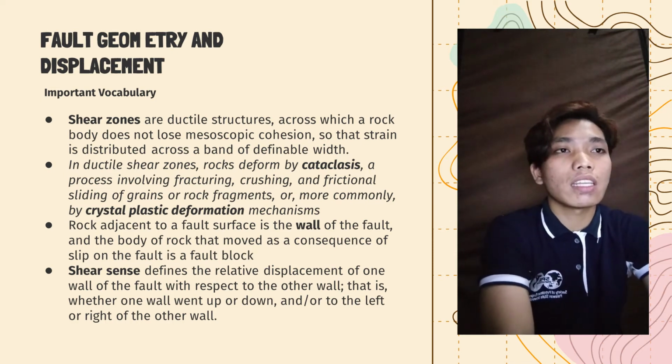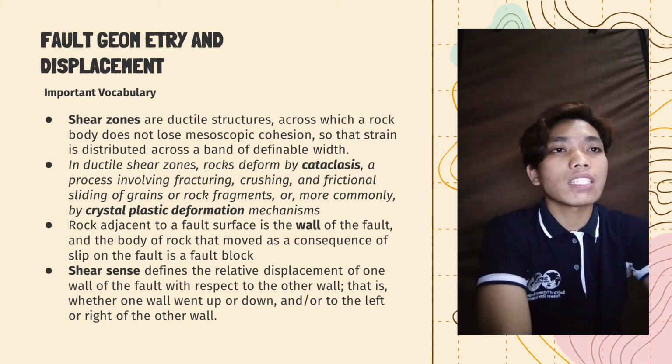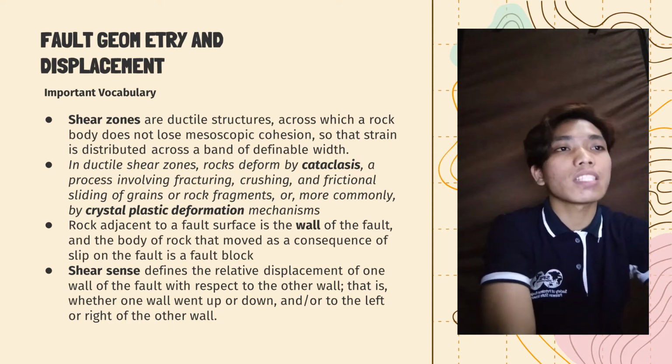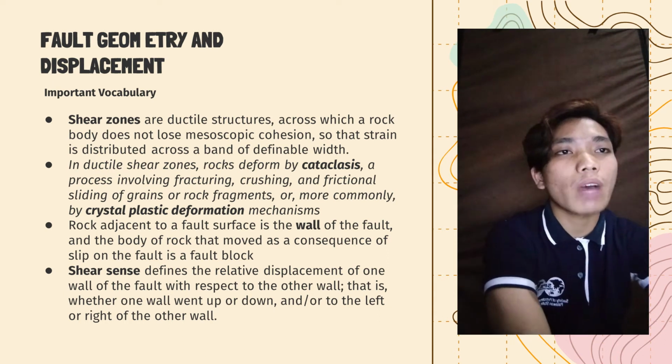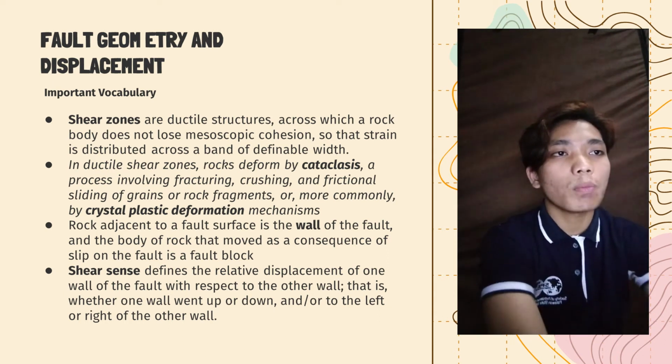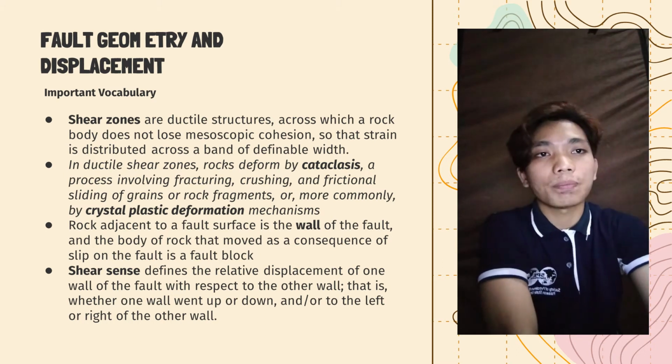Next is the wall and the fault block. Rock adjacent to a fault surface is the wall of the fault. The body of rock that moves as a consequence of slip on the fault is a fault block.